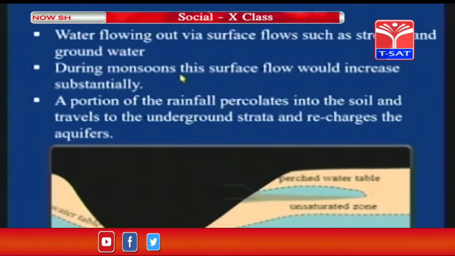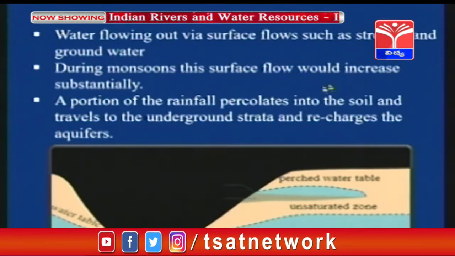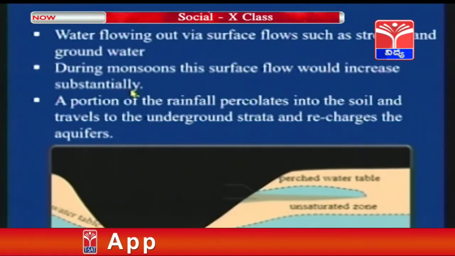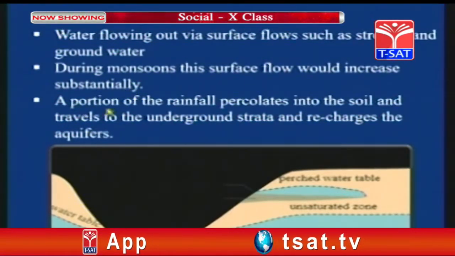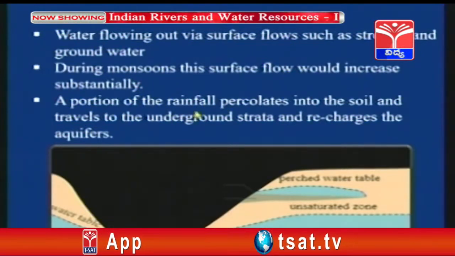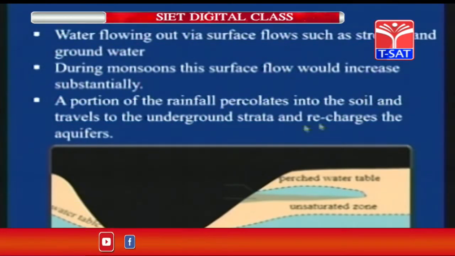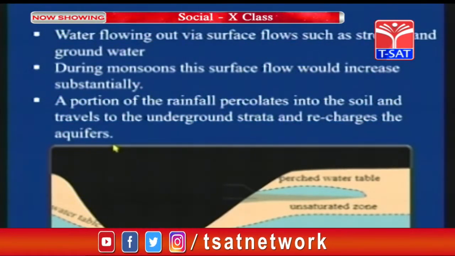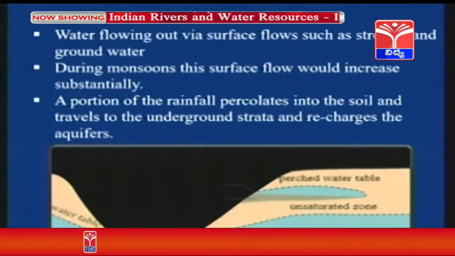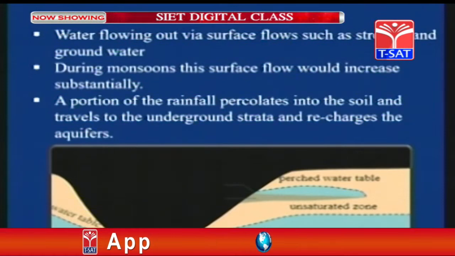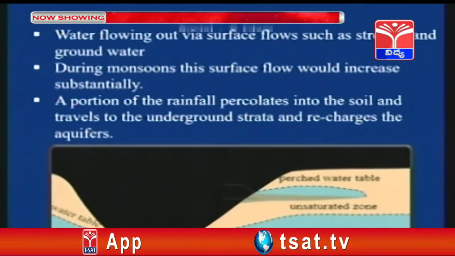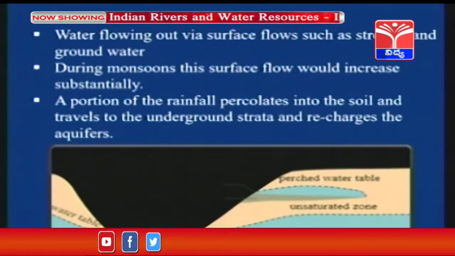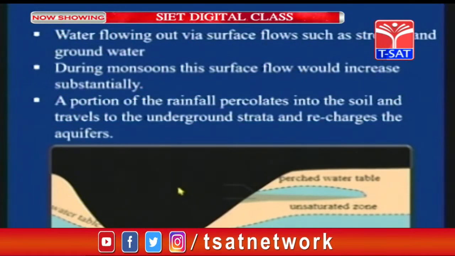Now, water flowing out via surface flows such as streams and groundwater. So, during monsoons, this surface flow would increase substantially. In other seasons, it will be less. Whereas, during monsoons, because of the rainfall, the surface flow would be more. A portion of rainfall percolates into the soil and travels to the underground strata and recharges the aquifers. What are aquifers, children? It is an underground water layer bearing permeable rocks, rock fractures and so on. So, the water in aquifers has been stored for thousands of years also.